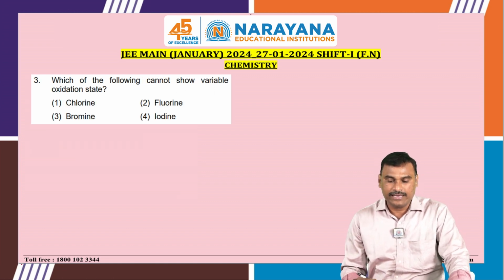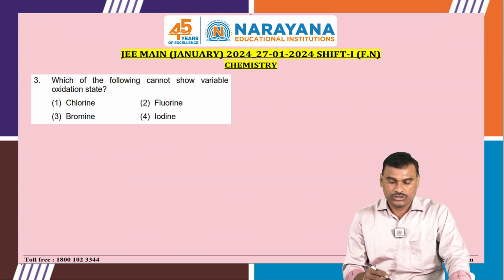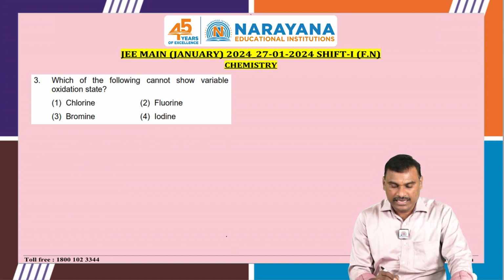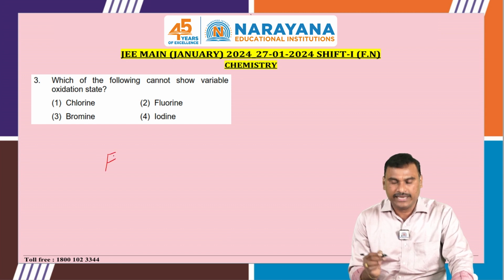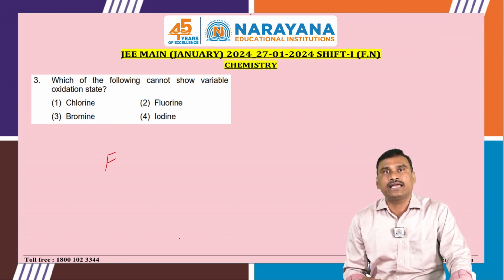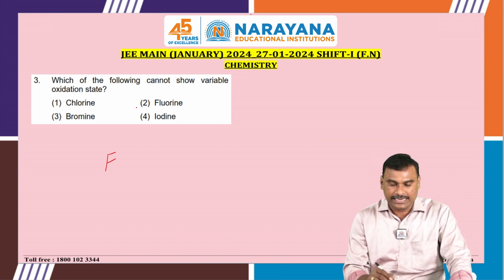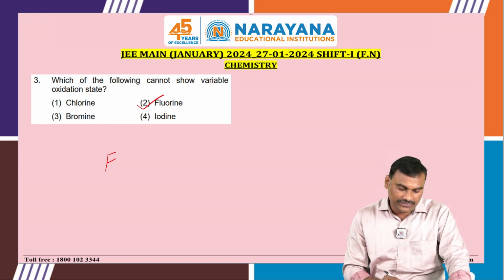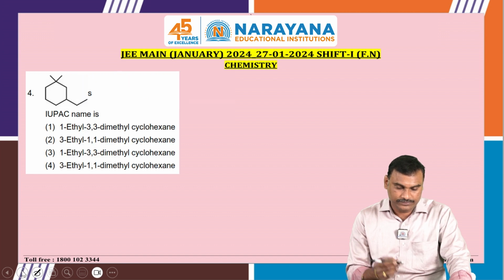Which of the following cannot show variable oxidation state? Students, if you see, the options are fluorine, chlorine, bromine, iodine. Variable oxidation state: fluorine has no d orbital, due to that there is no chance to excite the electron. Therefore, fluorine is the correct option for the given question. Now, let us go for the next question, student.